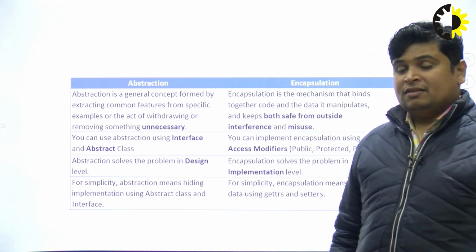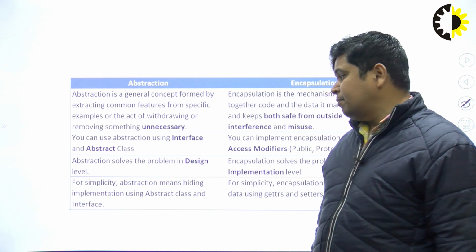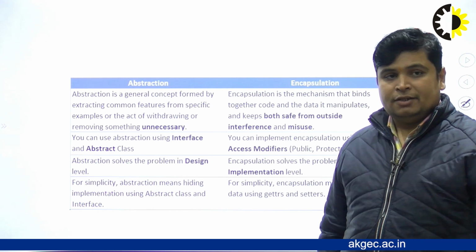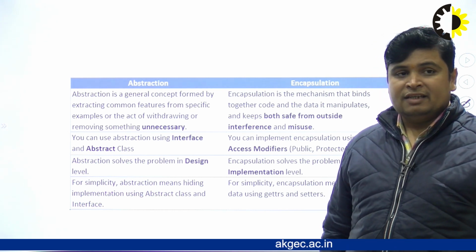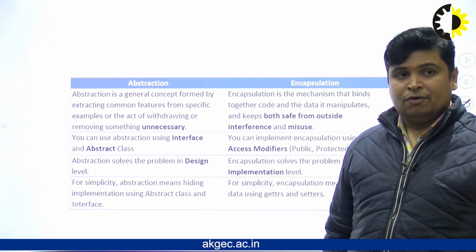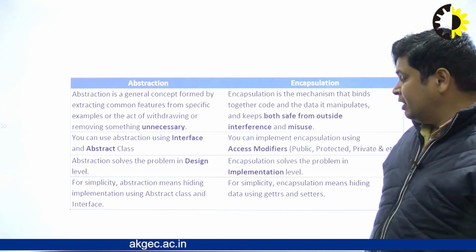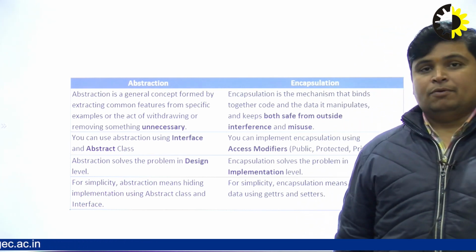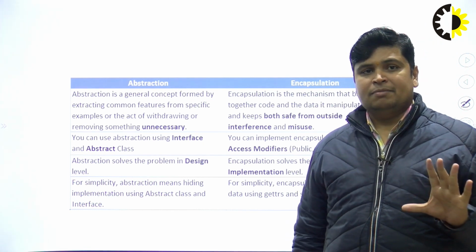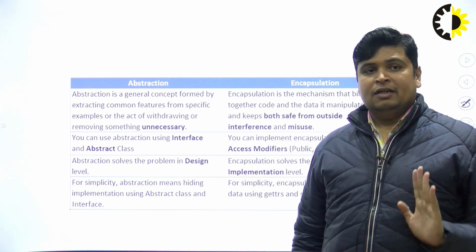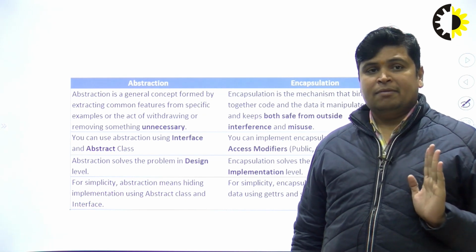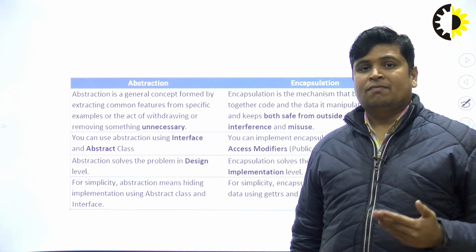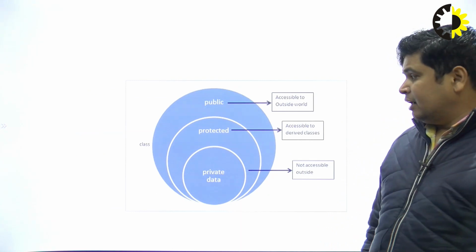Third one is abstraction solves the problem at the design level, but encapsulation solves the problem at the implementation level. Finally, abstraction means hiding implementation from the outside world, or for simplicity, hiding data using getter and setter methods in a programming language. So these are the differences between encapsulation and abstraction. Encapsulation we solve at the implementation phase, and abstraction we solve at the designing phase.